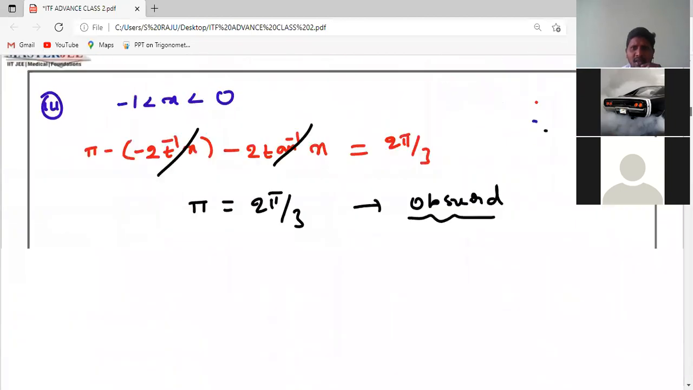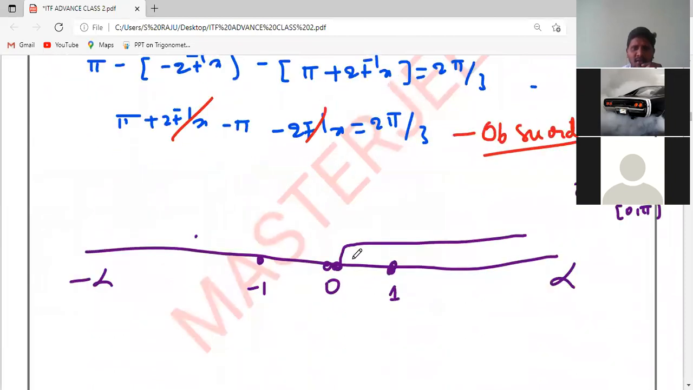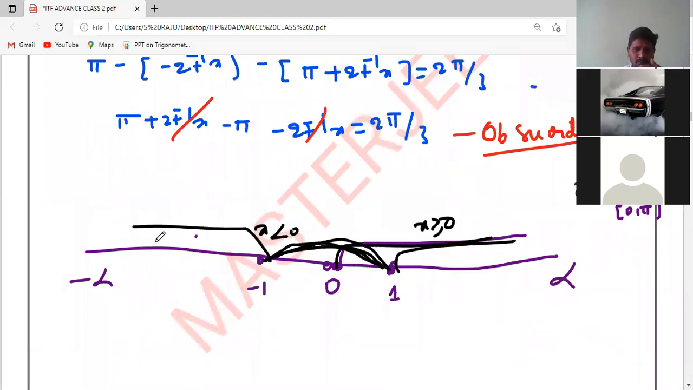Is it clear, students? On the real line, for different values, there will be different cases. For cos inverse, just positive values, and cos inverse changes for negative values. Only 2 cases, but tan inverse is not like that. For tan inverse x we get different formulas: minus 1 to 1, 1 to infinity, and minus 1 to minus infinity, each a different formula.